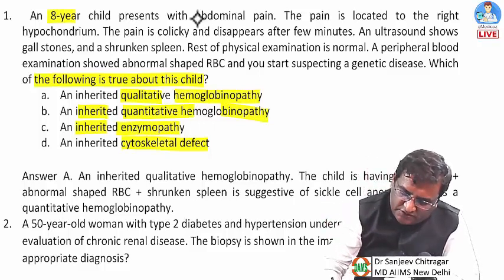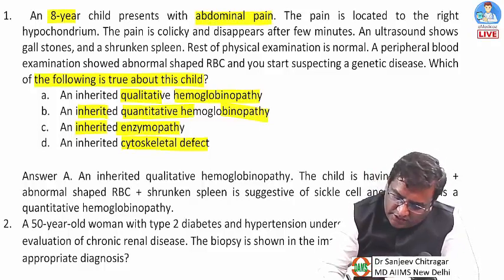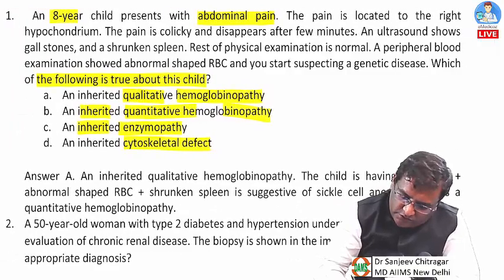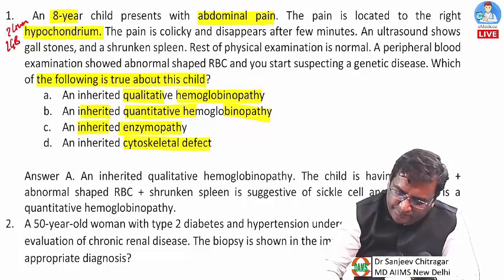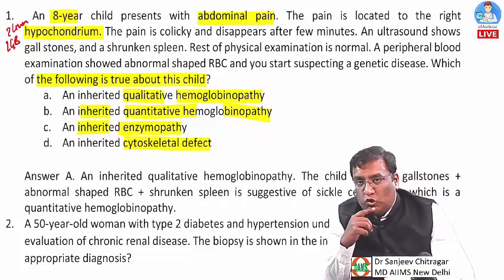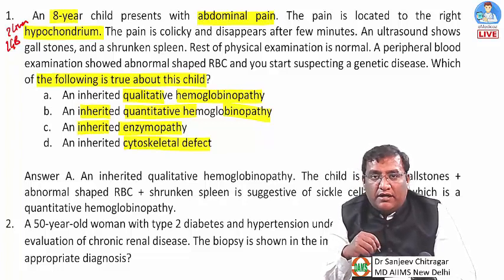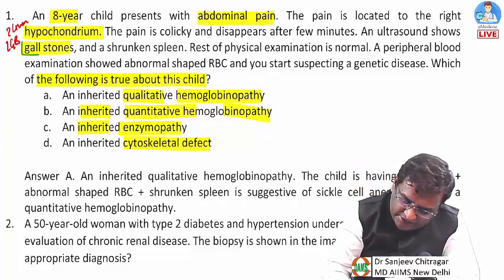An 8-year child presents with abdominal pain. The pain is located in the right hypochondrium. So with right hypochondrial pain, I can suspect liver pain or gallbladder pain, right? The pain is colicky, disappears after a few minutes. Ultrasound shows gallstone. So whatever I was suspecting is now clear for me.